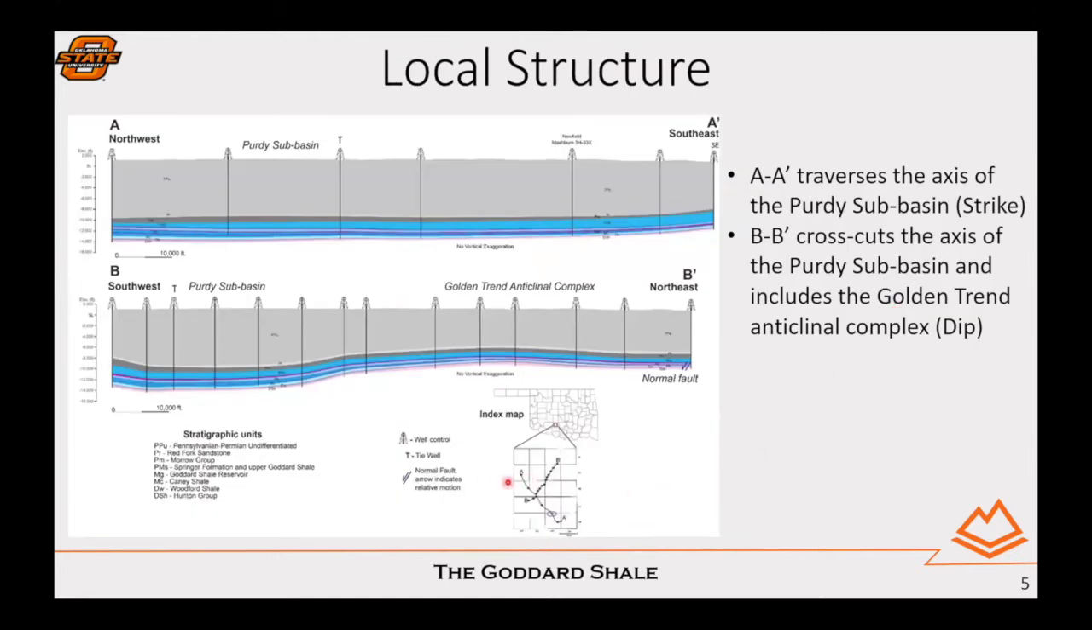So you can see from the window here, these are our two cross sections. A to A prime is going to be running a little more along strike of the subbasin, and then B to B prime is going to be running along dip. So in A to A prime, you don't really see a lot of structure in the subbasin. There's no vertical exaggeration on this cross section. But if we look at B to B prime, we can see the Pennsylvania structure here, really good with the Purdy subbasin. The cross section actually comes onto the Golden Trend anticline, and then it actually enters another little syncline or subbasin to the northeast.